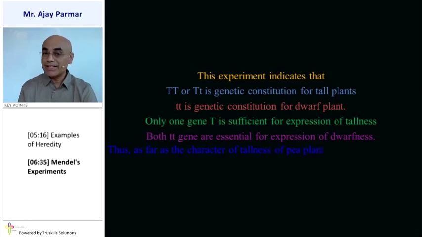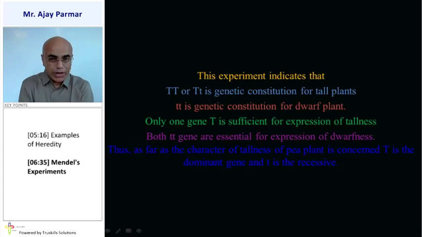That means, as far as the characteristics of tallness or dwarfness are concerned, capital T is the dominant gene, whereas small t is recessive. Because even if small t is present along with capital T, what do we obtain? Obviously, a tall plant. But if it has to be a dwarf plant, compulsorily, both have to be small t, then we get a dwarf plant.